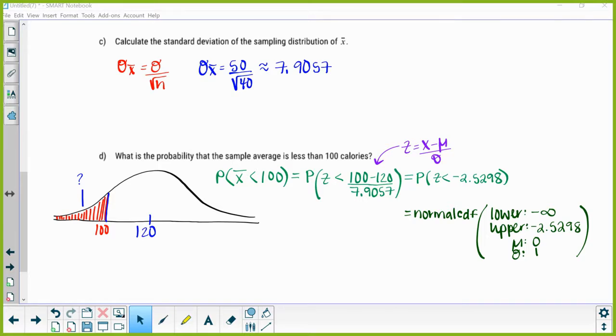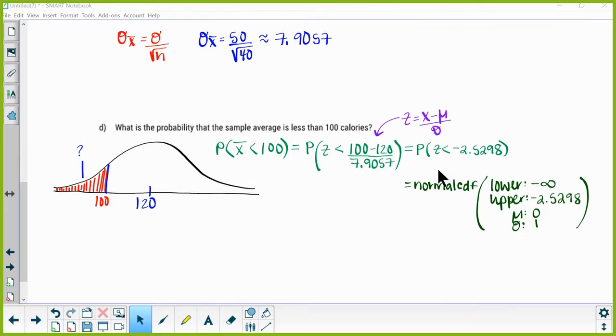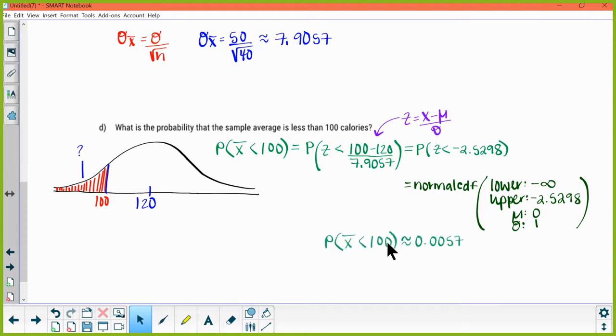So once I plug this into my calculator, I'm not going to go through these steps again because we did this in proportions. You're just going second vars, number 2. I get approximately 0.0057. So remember, normal CDF, second vars, second option.